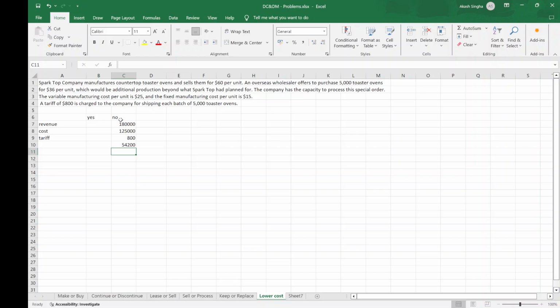Okay, so if we don't do it, there is no problem. If we do it, the revenue will be 5,000 into 36. The cost will be 5,000 into 25 plus 800. So profit will be this much. So if the profit is positive, then do it.